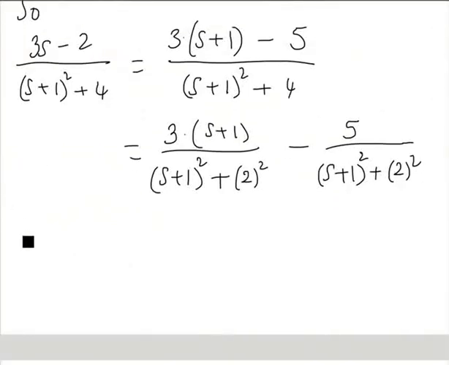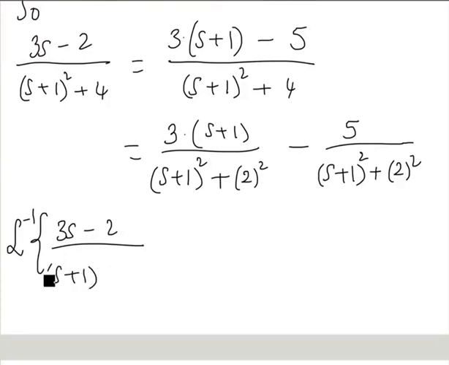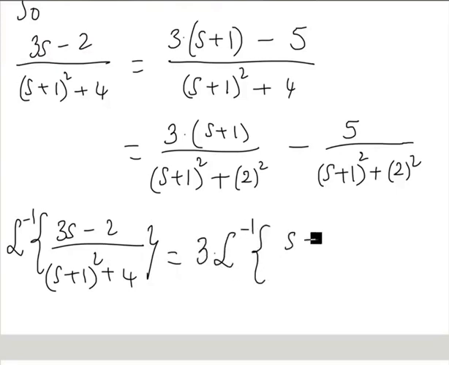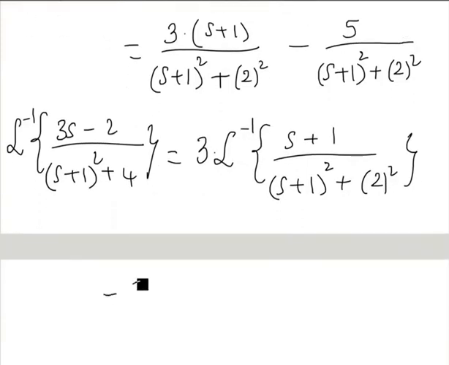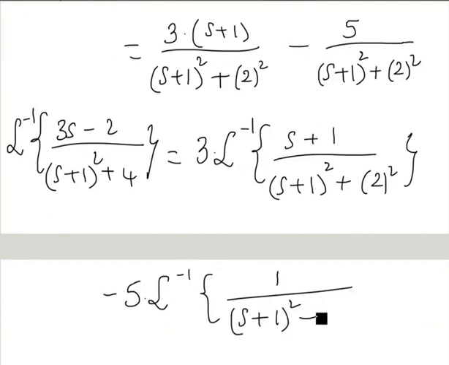The inverse Laplace transform of 3s minus 2 over (s plus 1) squared plus 4, by linearity, will be 3 times the inverse Laplace transform of (s plus 1) over (s plus 1) squared plus 2 squared, and then minus 5 times the inverse Laplace transform of 1 over (s plus 1) squared plus 2 squared here.